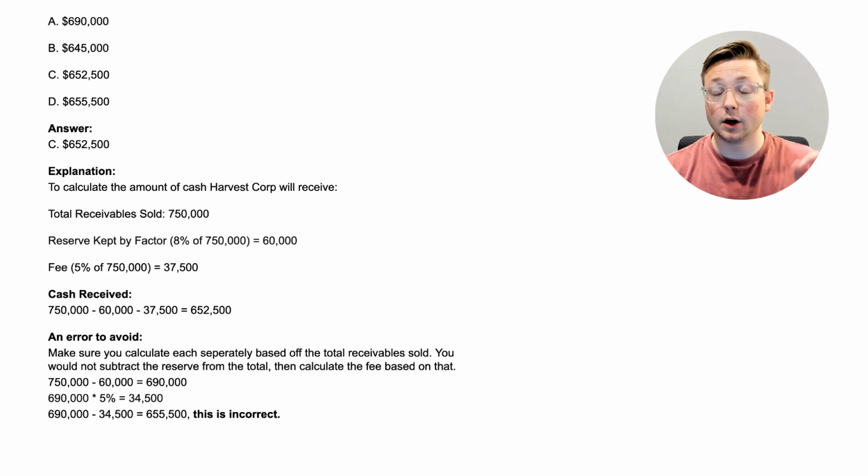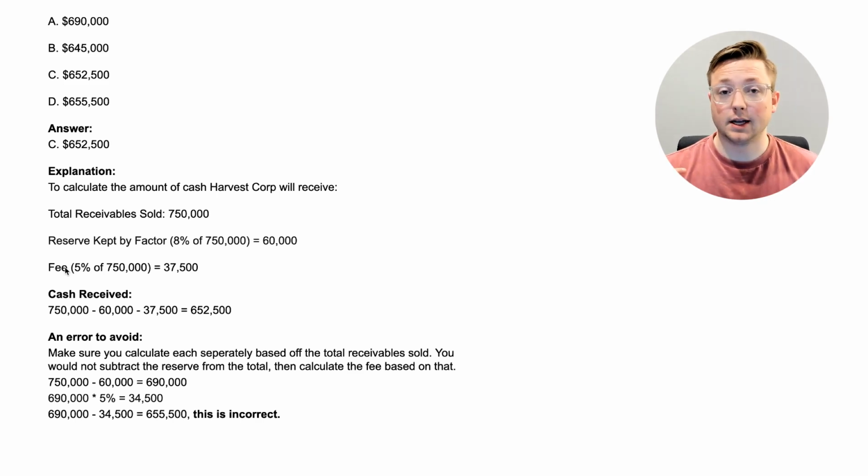$652,500 is how much money Harvest Corp, again, they're the one selling the receivables, will receive. So let's walk through this. They sold $750,000 worth of receivables. The reserve that was kept by the factor, so the factor is wanting to keep some of the receivables for themselves. They're not paying for these receivables. They just want the receivables themselves without having to pay. 8%. That's going to be 8% of $750,000. That's $60,000.